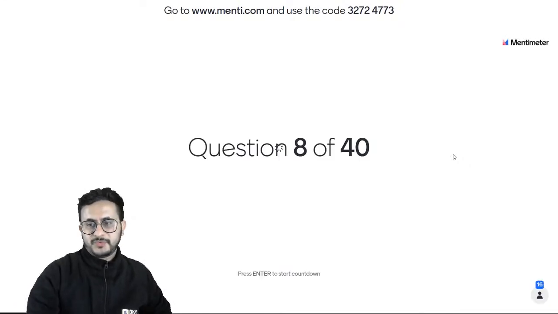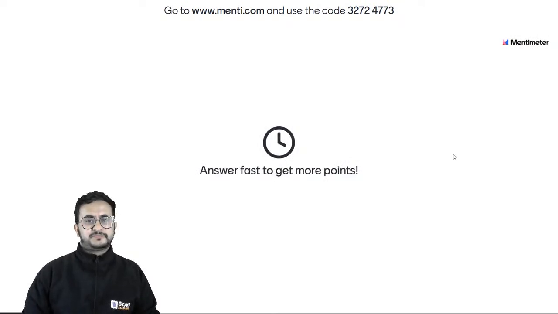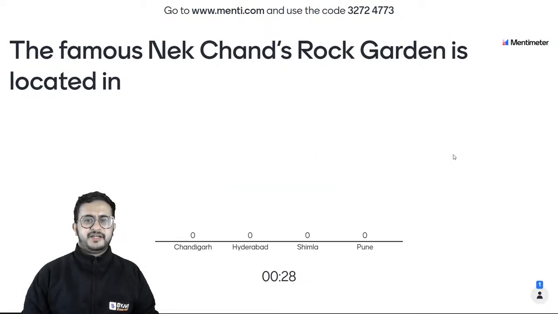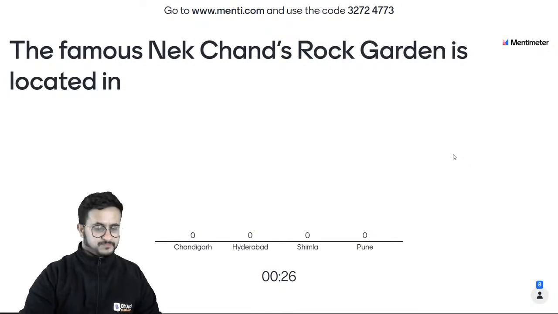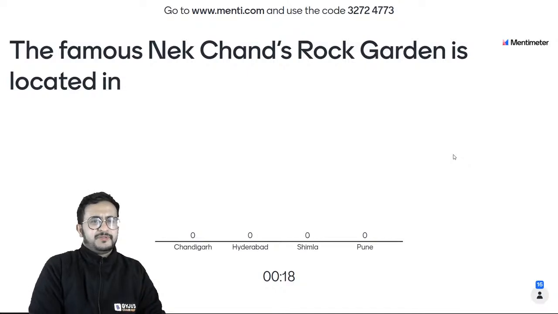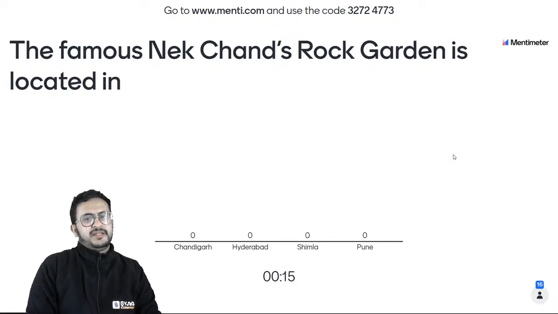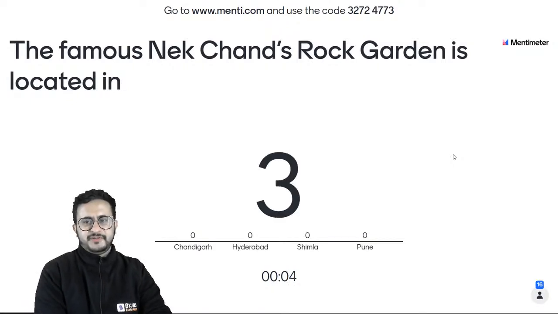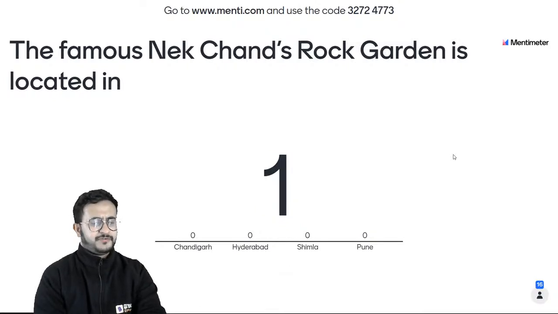Well, let's see the next question. Question number 8. The famous Chand's Rock Garden is located in which city? Chandigarh, Hyderabad, Shimla, Pune. Yeah, I'm just saying today's quiz is tough. See, it is a subjective thing, right? Maybe some things people might know about sometimes. At times it can be difficult for some, easy for some. Maybe more recent current affairs thus far. What we have just discussed were generally from January, February.